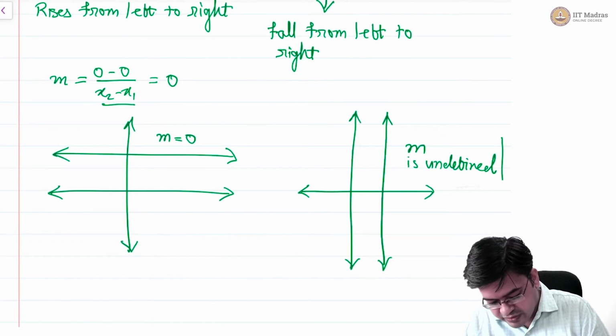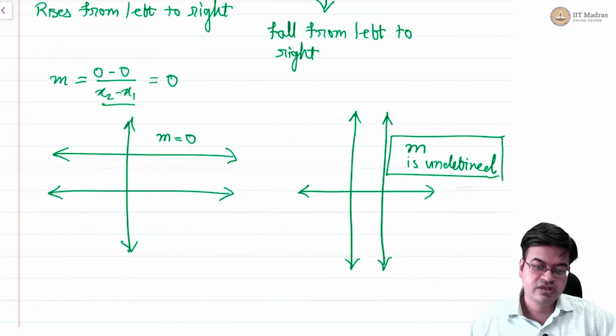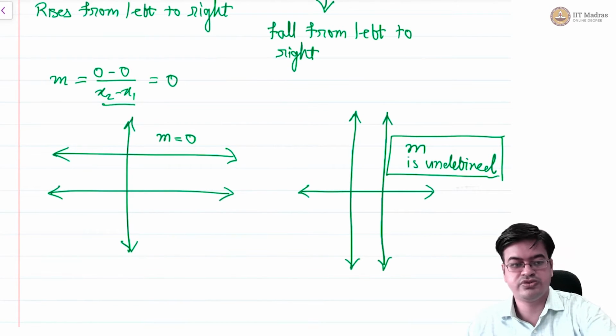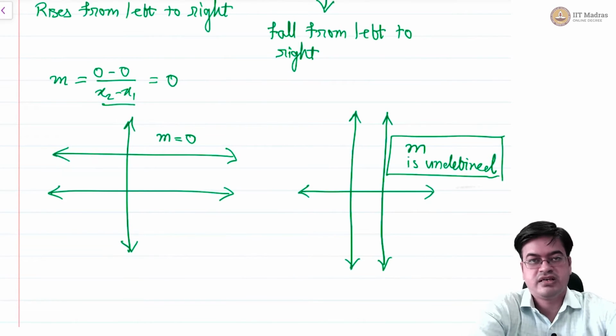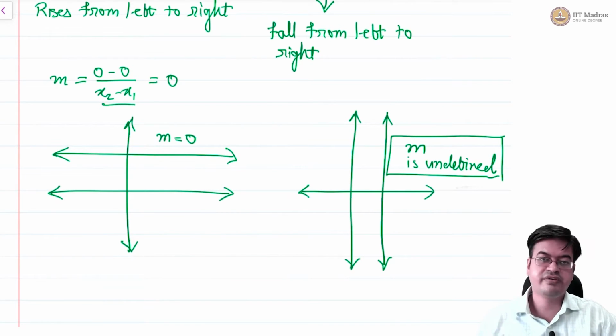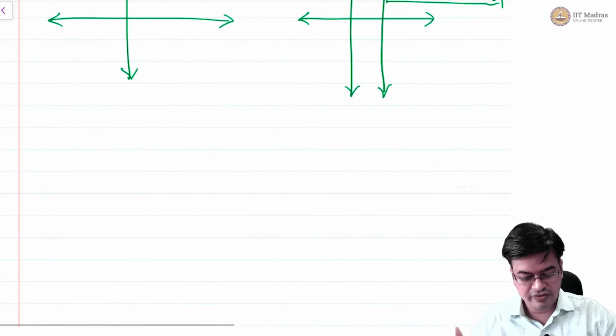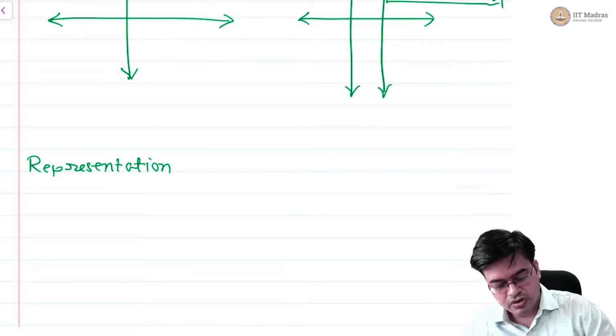This is a peculiar feature, and m is undefined for all vertical lines. So we cannot handle vertical lines using the slope of the line. That is one interesting factor that you should always remember. So once this factor is clear, we are ready to study all kinds of non-vertical lines and give equations of non-vertical lines. So effectively we are talking about the representation of non-vertical lines.